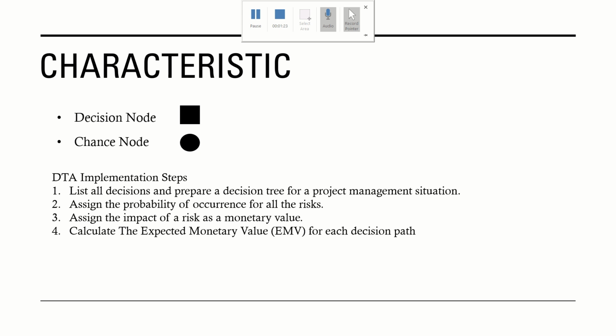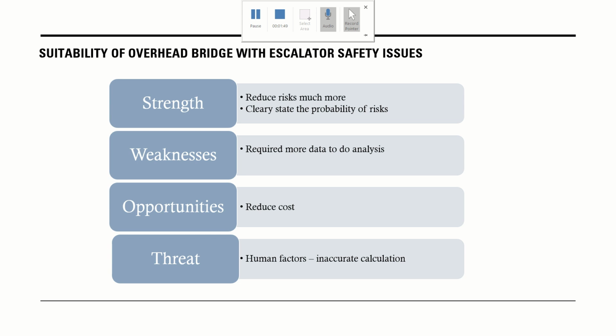So this decision tree is evaluated by the expected monetary value. The outcome will talk about the money, and the probability will also be evaluated through this decision tree. So it actually requires a lot of data to use this decision tree. But the strength is that it can reduce risk much more, because it very clearly states the probability of every risk in every area.